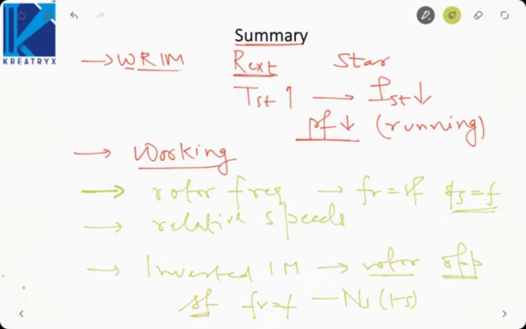So do remember these concepts, because many times a question is asked on the speed of different magnetic fields inside the induction motor, and try to recognize whether the motor is working as an induction motor or as an inverted induction motor based on where the supply is connected. Okay, in the next class we'll see some examples based on this, and also we'll see the induced EMF in the rotor winding.